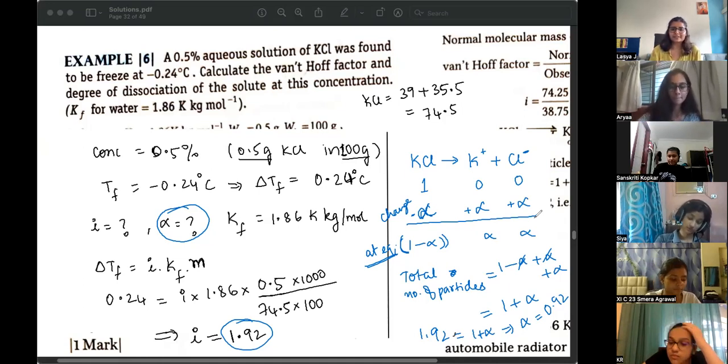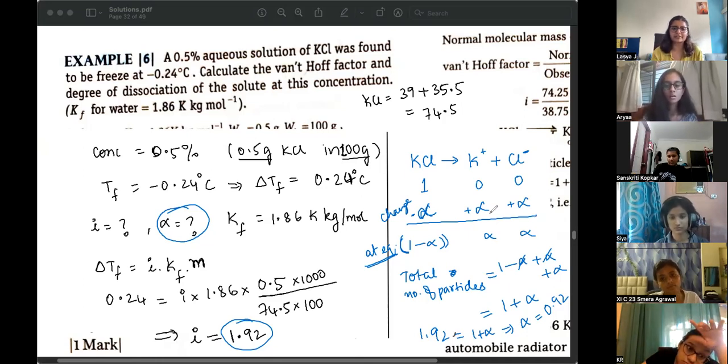Arya, Sanskriti, making sense? Little bit. So this is the context, this is kind of how you use the van't Hoff factor. It relates to the number of particles, and you modify the concentration to reflect that.